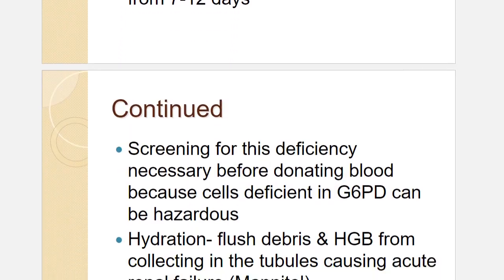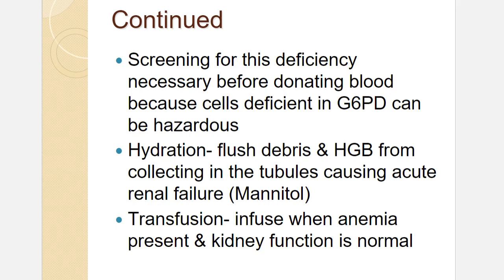And as we continue talking about this genetic type of anemia called G6PD, if there is a known hereditary cause of it, they will do screening for this deficiency before donating blood, because cells that are deficient in G6PD can be hazardous. We wouldn't want to give this blood to somebody because of the deficiency of this particular enzyme for red blood cell metabolism.